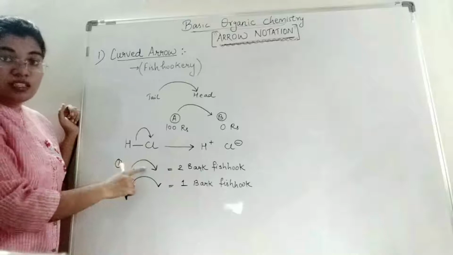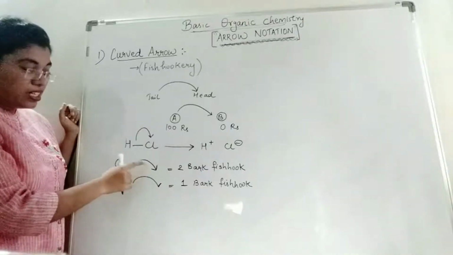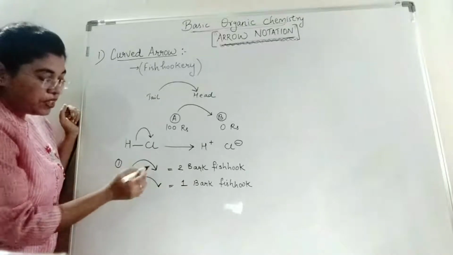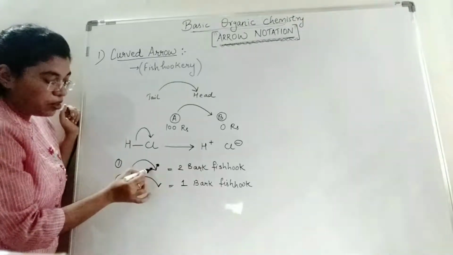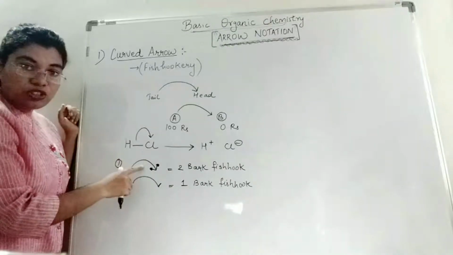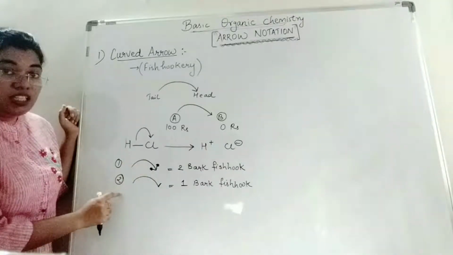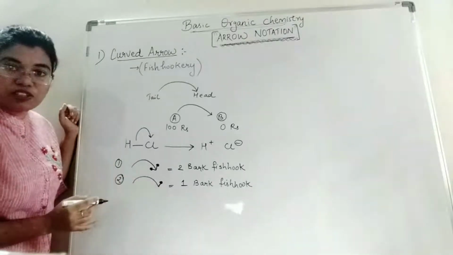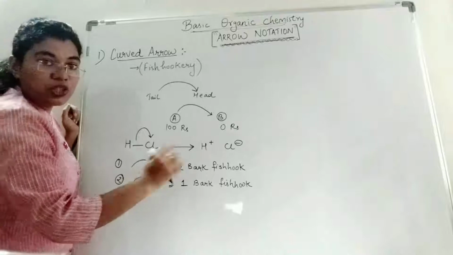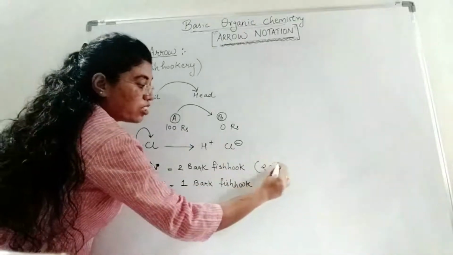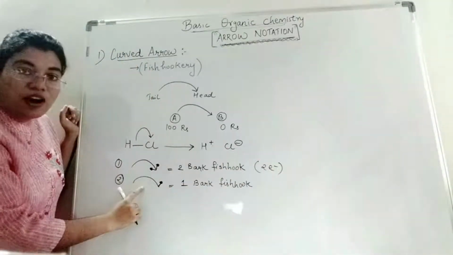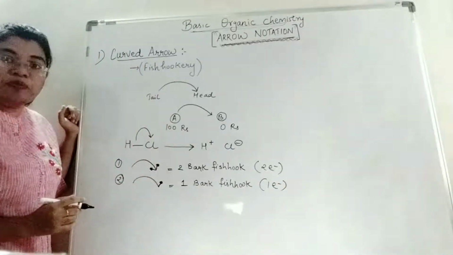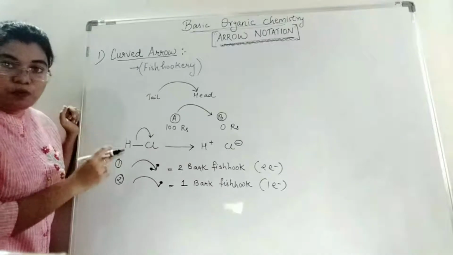Here, 2-barb fish hook means this arrow depicts that 2 electrons are being transferred. And here it is 1 barb, that means just 1 electron is transferred. So in this 2 barb you can say 2 electrons are transferred, and in this 1 barb you can say 1 electron is being transferred. So this is the curved arrow.